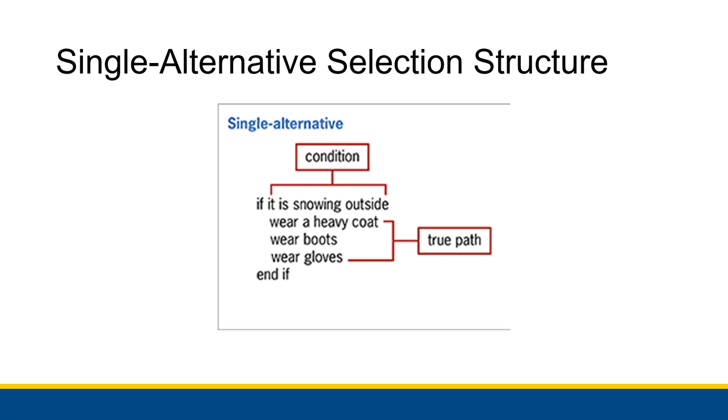We put on the heavy coat before the boots, before the gloves. And then of course we have this End If to let whoever is looking at it know that we're no longer doing things only if it is snowing outside. Anything that happens after the End If will happen no matter if it is snowing outside or not snowing outside.